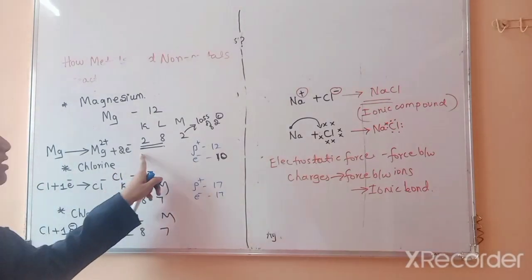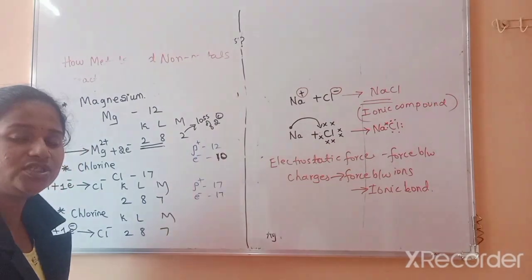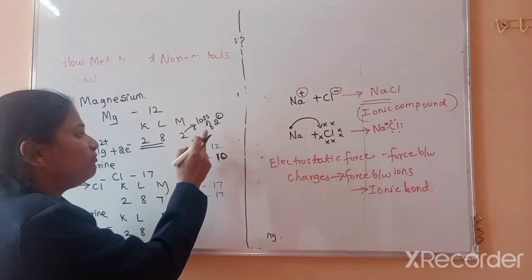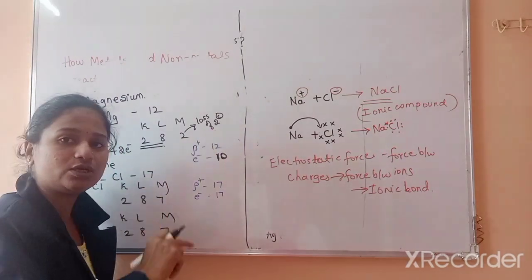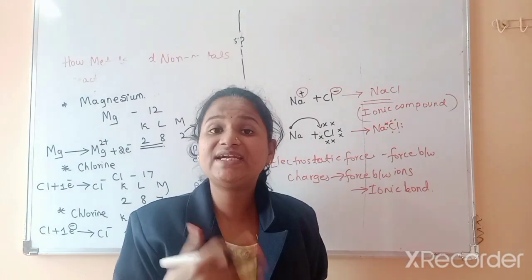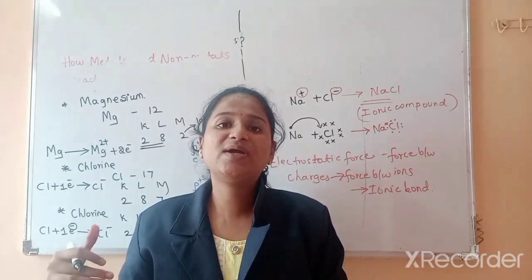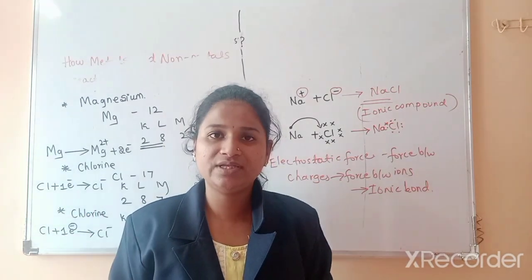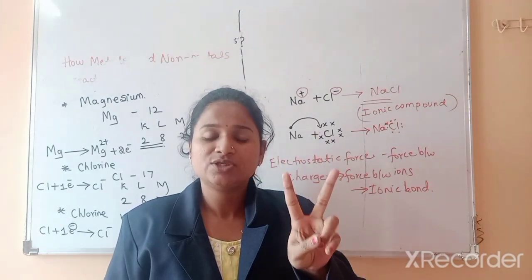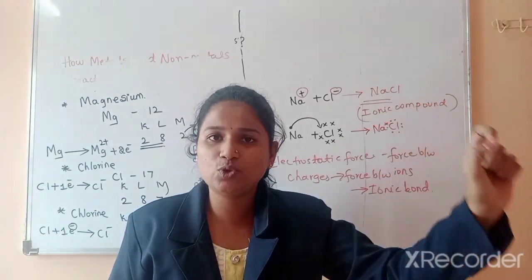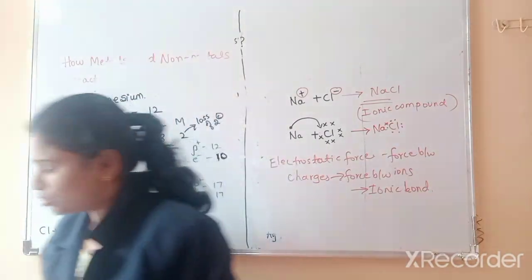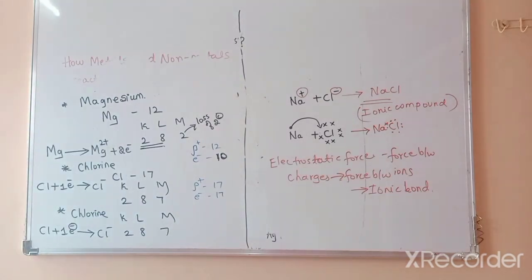Now, magnesium has 2 electrons to give, chlorine wants 1 electron. But if 1 electron is given to the chlorine, magnesium will have 1 more electron to give. Where does it have to give? That is why magnesium says to chlorine, you give me 2 atoms. 2 atoms of chlorine. So that 1 electron I will give to 1 chlorine. The other electron I will give to the other chlorine. So what happens here actually?